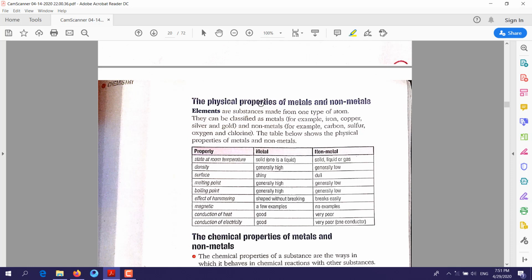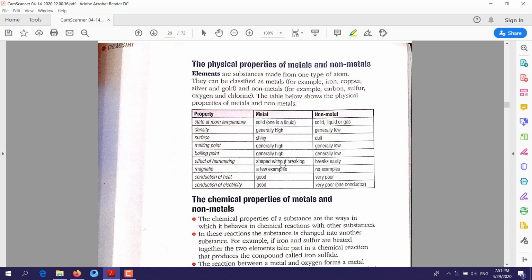Now, the physical properties of metals and non-metals. As you know, all the elements that exist on Earth are classified or grouped into two groups. These groups are either metals or non-metals. Now, how can we differentiate between metals and non-metals by their physical properties?